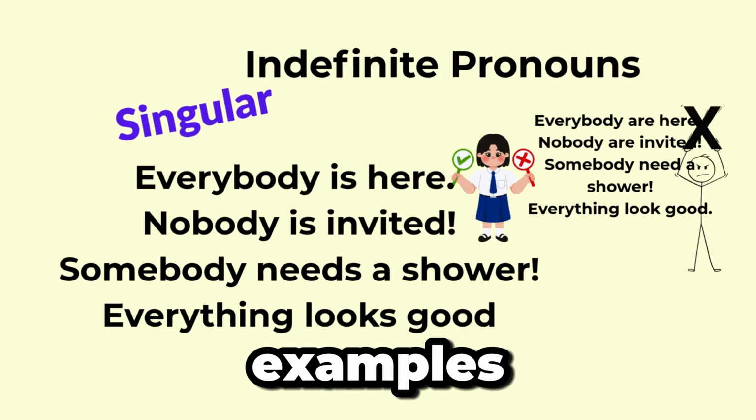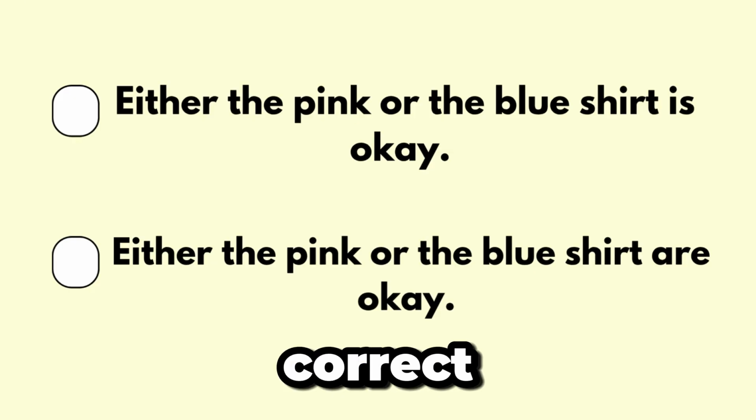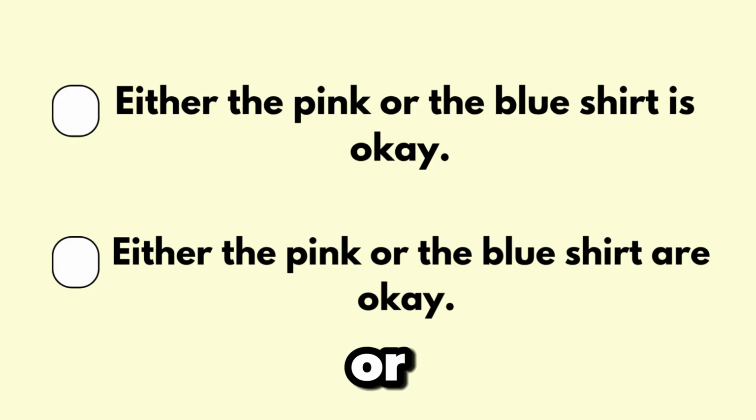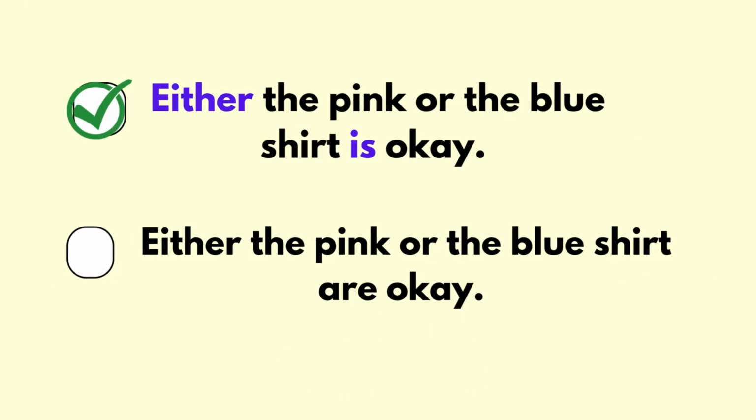Here are more examples of how to use indefinite pronouns in sentences. We have the correct use and the incorrect use. Select the correct sentence. Either the pink or the blue shirt is okay, or either the pink or the blue shirt are okay. The first one is correct. The subject closest to the verb is singular, so the verb has to be singular.